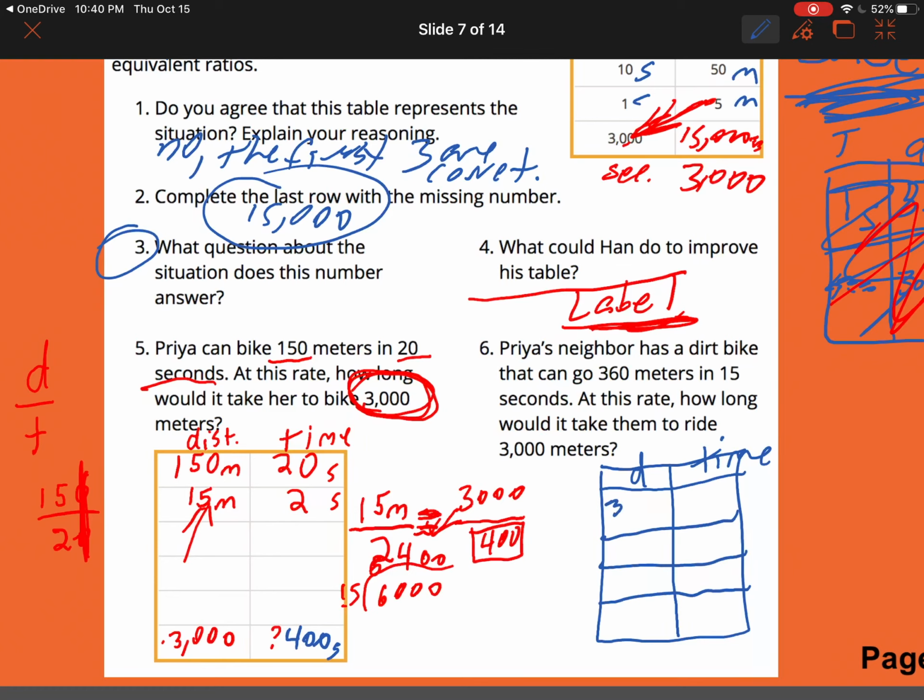So our distance is 360 meters. Our time is 15 seconds. Distance over time. 360 divided by 15. Work that out. 360 divided by 15.